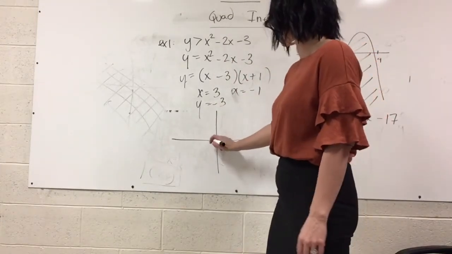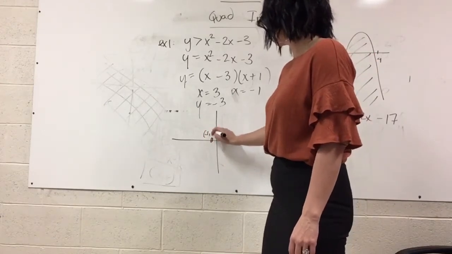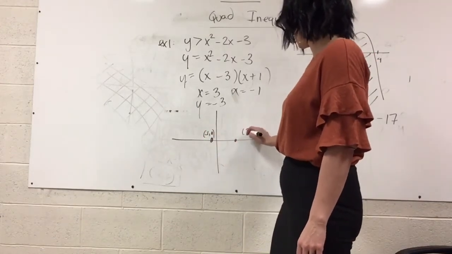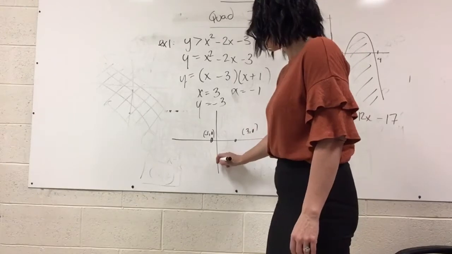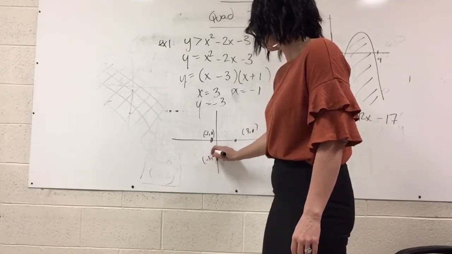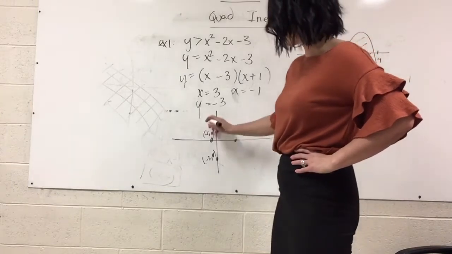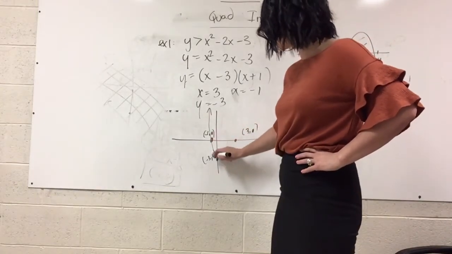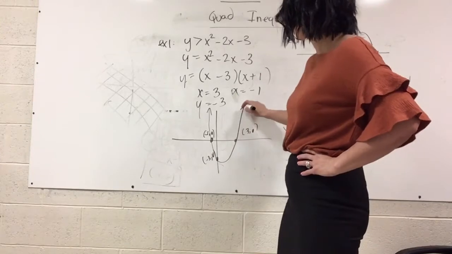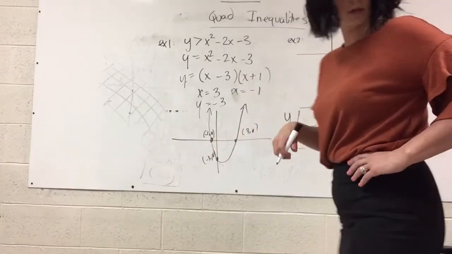So I have an x-intercept here at negative 1, an x-intercept here at 3. I have a y-intercept down here at negative 3. And my vertex is probably somewhere down there. Not really worried. Okay, so here's my sketch. I already made a mistake. Who knows what my mistake is?